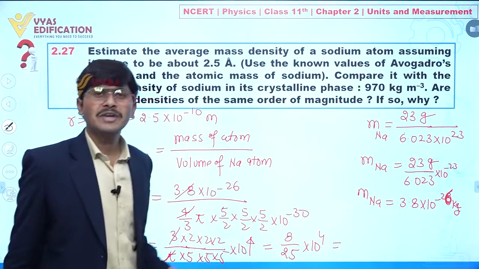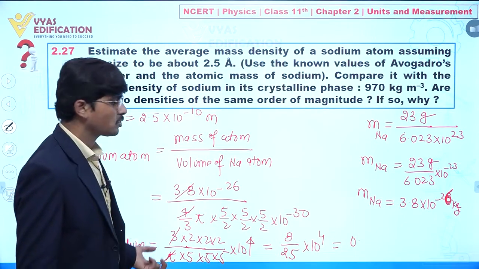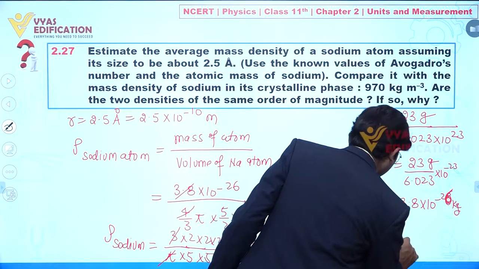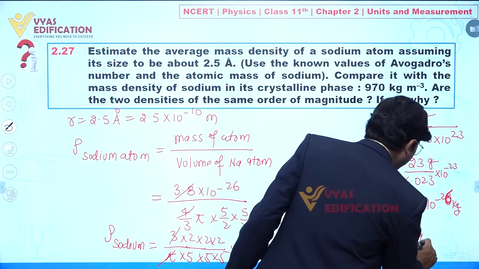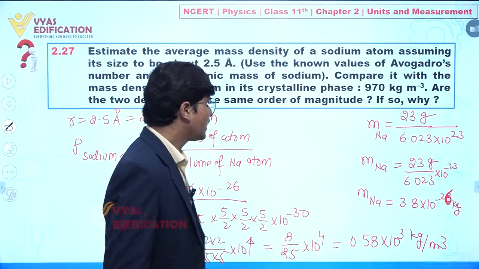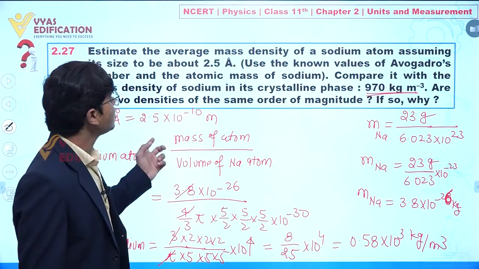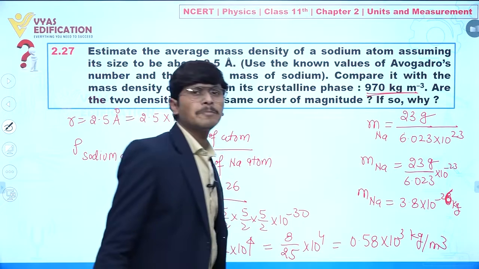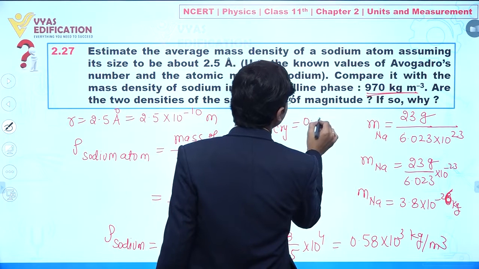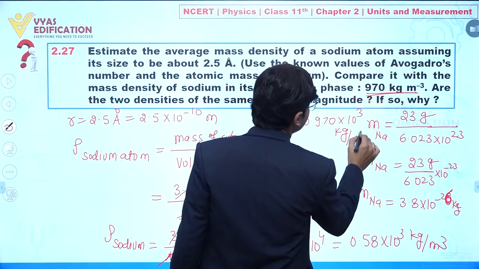So 8 divided by 25 is equal to what? It is near about this, because we took some approximation. But if you do an exact calculation, you will find this value 0.58 into 10 to the power 3 kilogram per meter cube. Clear? But it is given here that in the crystalline phase, the density of sodium is given to you as 970 kilogram per meter cube. So for the crystalline phase density, we can write 0.970 into 10 to the power 3 kilogram per meter cube.